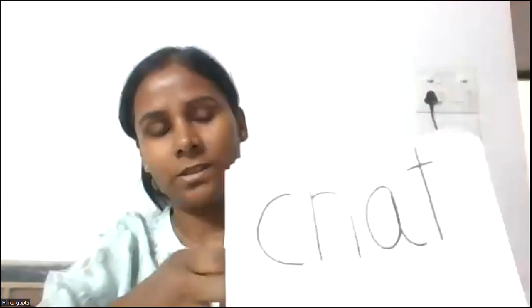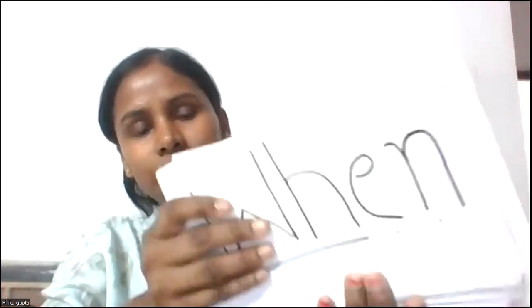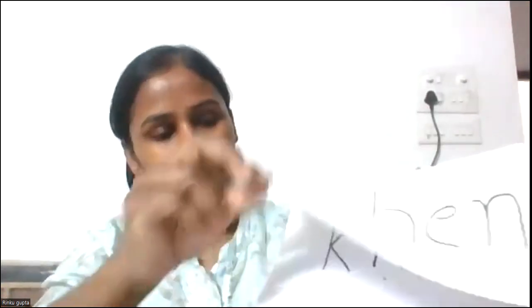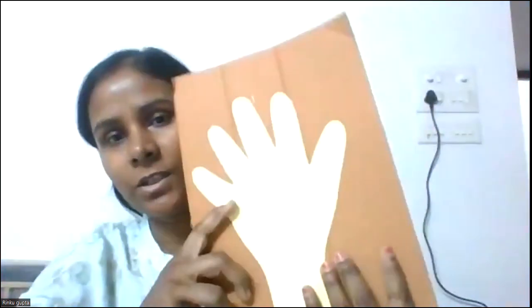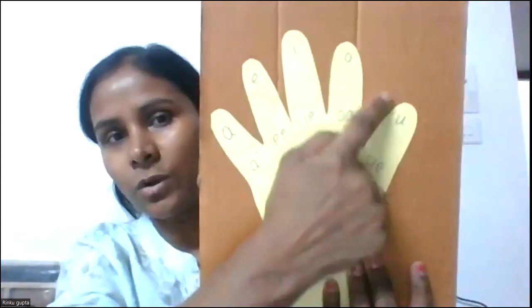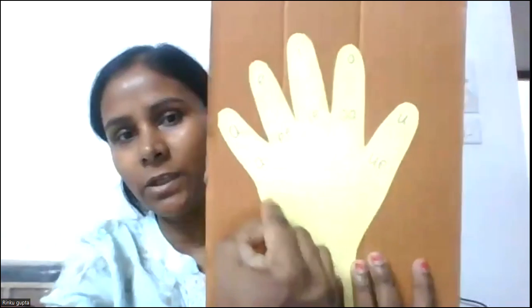Okay. Then TH words, the child can read. WH words. Okay, you have taken silent letters also. And this, short vowel and long vowel.